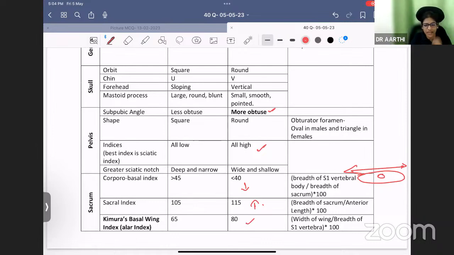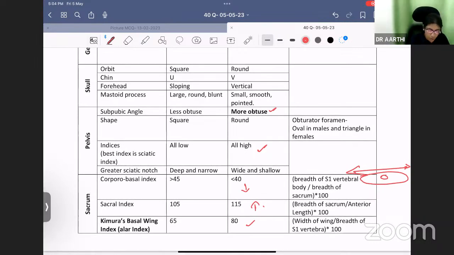So I remember it by doubling it in general, which means adding 40 each time. See, when you take the corporobasal index, you're talking only about the base. In corporobasal, the basal is the breadth of the sacrum, the base of the sacrum, that is, the breadth of the sacrum becomes the denominator over here. And since the breadth of the sacrum, which is large, becomes the denominator, this will be the smallest one, which will be 40 in females, less than 40, whereas in males, it will go more than 45.